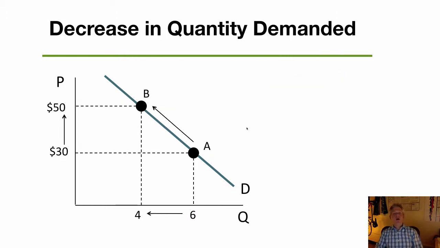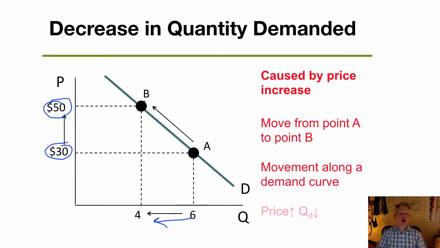Now this graph illustrates a decrease in the quantity demanded. Here the price increased from $30 to $50, and following the law of demand, the quantity demanded at 30 was 6, and the quantity demanded at 50 is 4, for a decrease in the quantity demanded. So that's again a movement along the demand curve. Along the demand curve, price changed, so only quantity demanded changed.